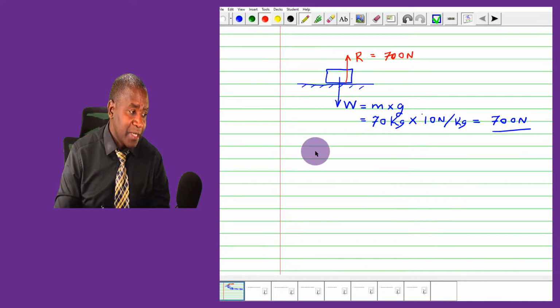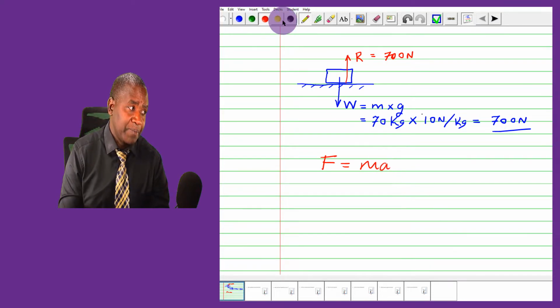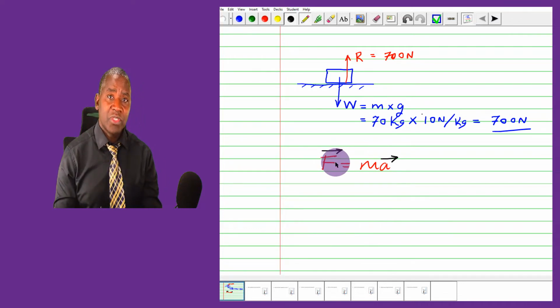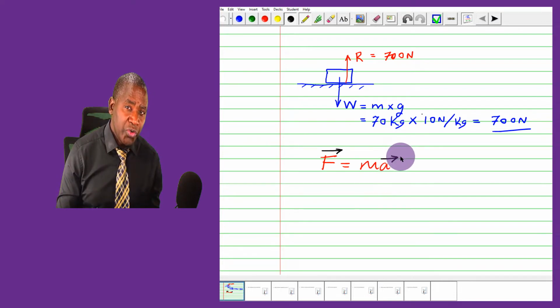The second concept that I'd like us to remember in this study is that of F equals ma. This equation stems from Newton's second law. F is the resultant force which acts on an object of mass m, producing an acceleration a on that object. And the direction of the acceleration which is produced by this resultant force is the same as the direction of the resultant force itself. So if we know the direction of the acceleration, we should know that the resultant force is acting in that direction.